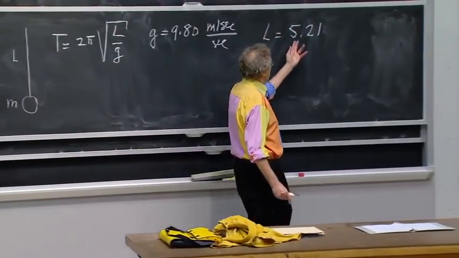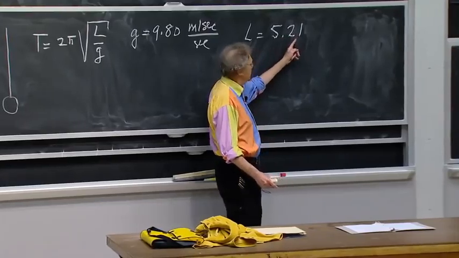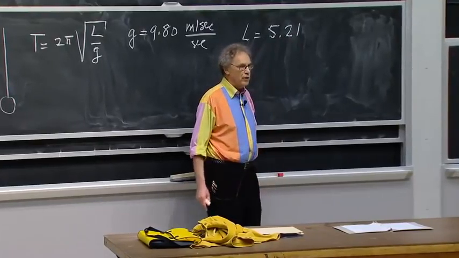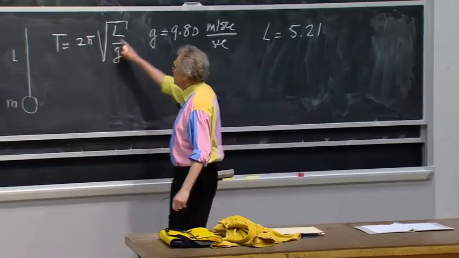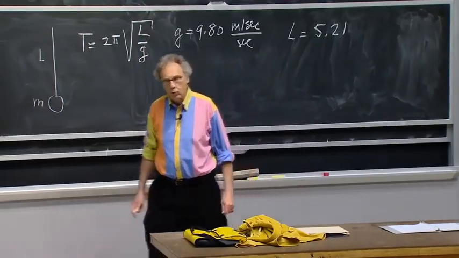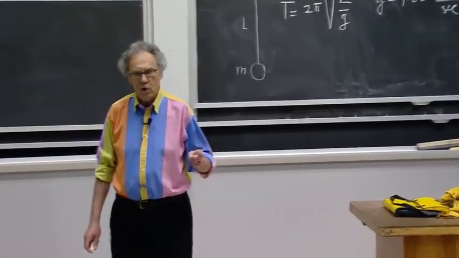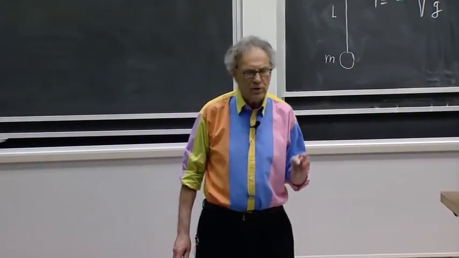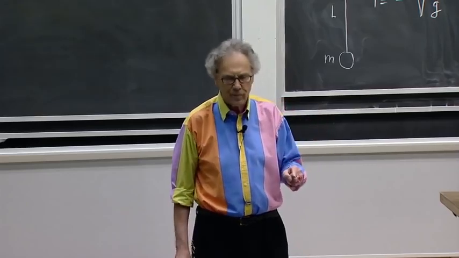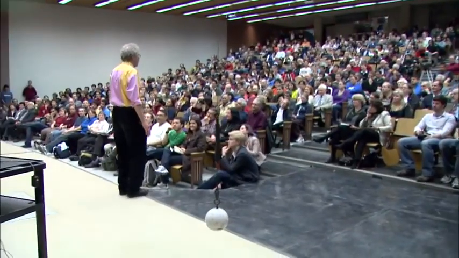That is 1%, 5 centimeters out of 521. But since L only shows up as the square root, it means the uncertainty in the time that we predict is only 0.5%. And if you don't see the reason why the 1% becomes 0.5%, that's okay, just forget about it. You take my word for it.